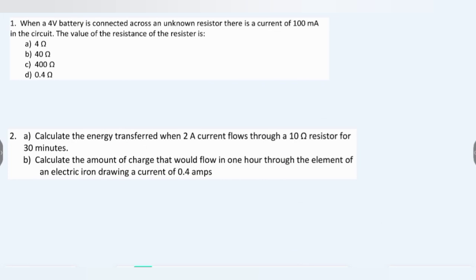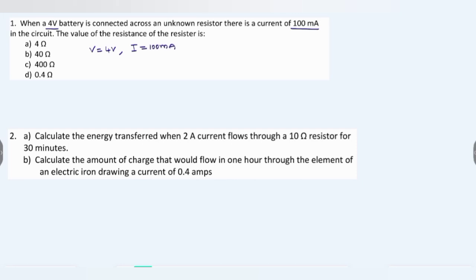Now coming to problems. First problem: when a battery is connected across an unknown resistor, there is a current of 100 milliamperes in the circuit. The value of resistance of the resistor is. So here, which formula we have to use? That is important. Selecting the formula is important. One is 4 volts, which is given, and the other is 100 milliamperes. You have the V value 4 volts, and you also have I is equal to 100 milliamperes.